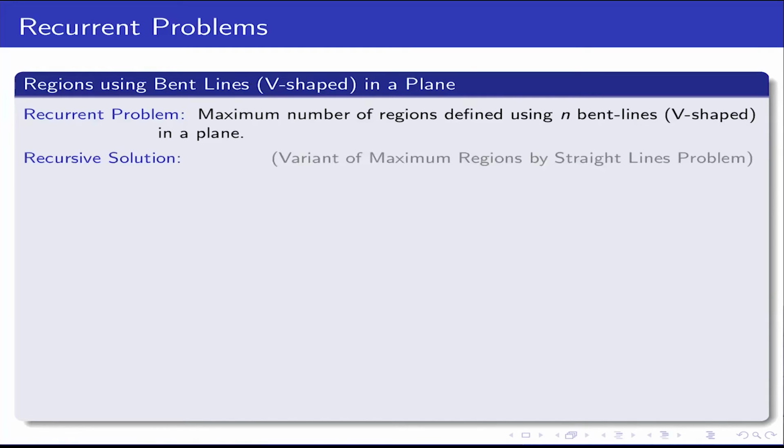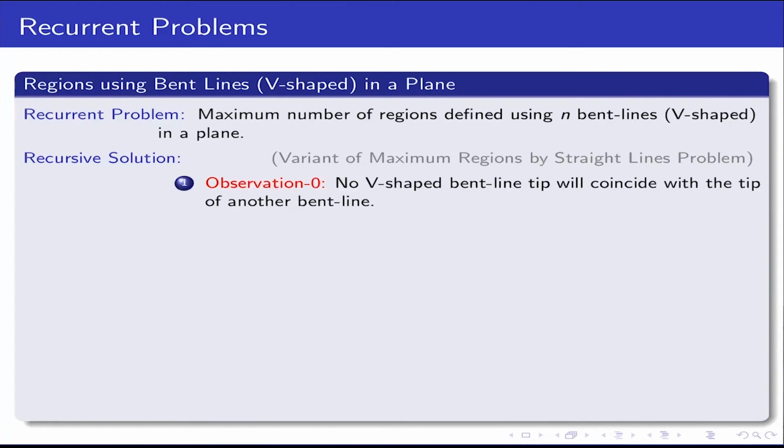As in the earlier case, we have that observation. See, this is just a variant of the straight line problem. So, let us observe what happens here. No V-shaped bent line tip will coincide with the tip of another bent line, since we are trying to find the maximum number of regions. If two tips of the V-shape fall on the same point, then the number of regions would be 4. Whereas if you cross that bent line in a different manner, then the number of regions increases. So, since we are considering the maximum number of regions, I do not want two tips to be at the same place.